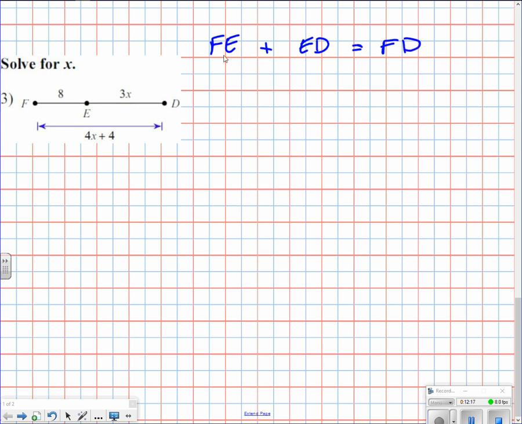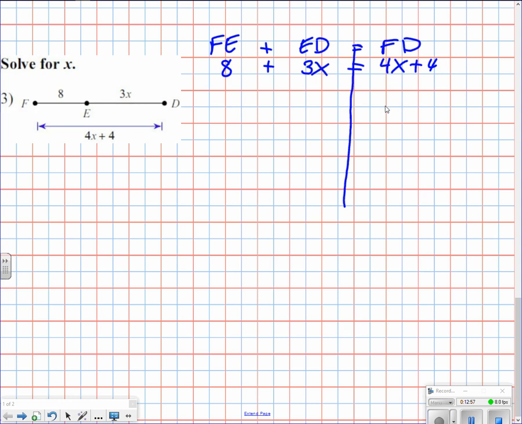Now, plug in the values. What is FE? FE is 8. What is ED? ED is 3x plus 4, and that's equal to FD. FD is 4x plus 4. Step number 1, get rid of parentheses, fractions or decimals. We don't have any of those. Step number 2, combine like terms. These can't be combined because they're different, and these can't be combined because they're different.